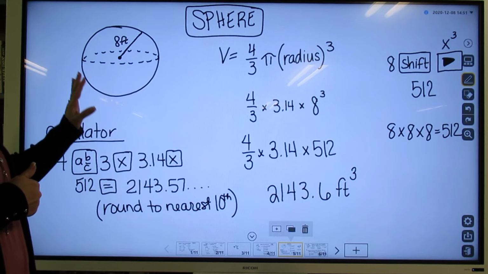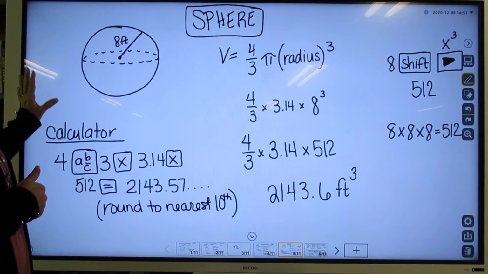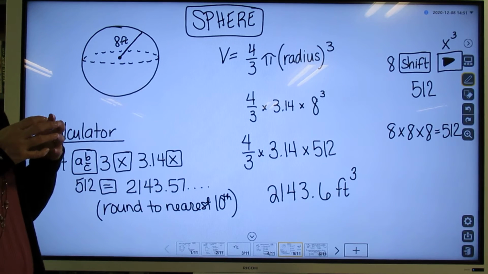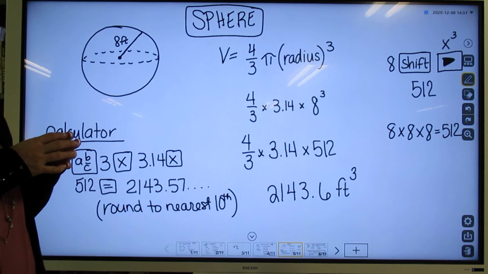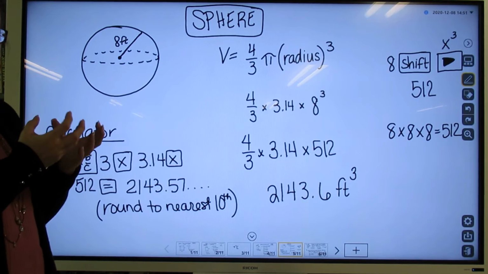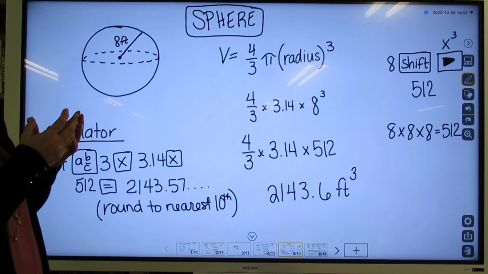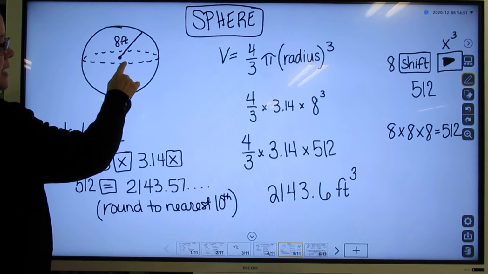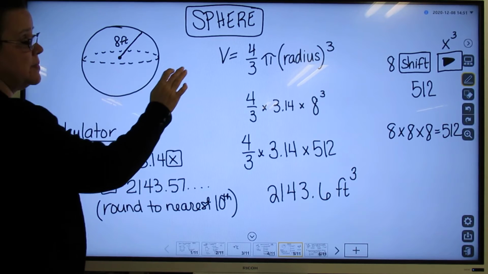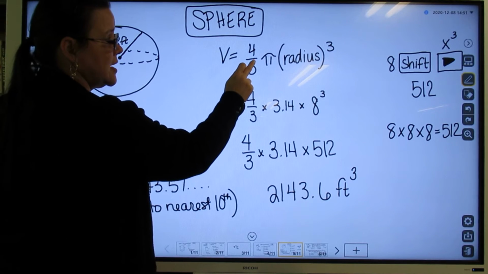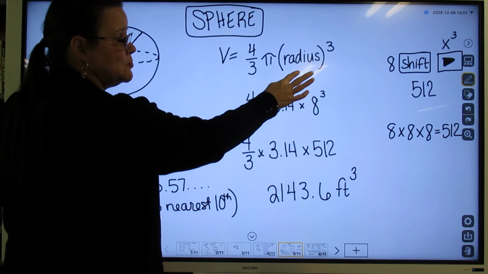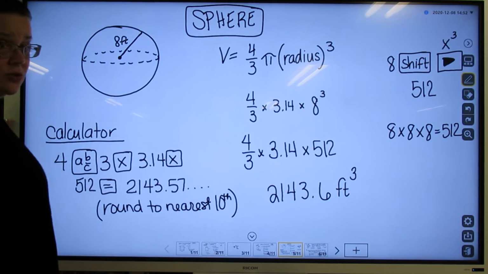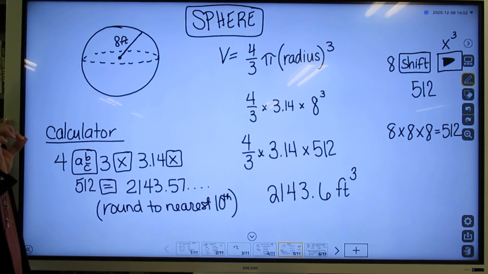we have a sphere. I did put the sphere on here. Okay, so that's good. This is a sphere. That's a ball, a basketball, a baseball, something that's solid, round, 3D shaped looking. That's why it has the circle all the way around it. And a sphere's volume is 4/3 times pi times radius cubed. So pay attention to the details of that.